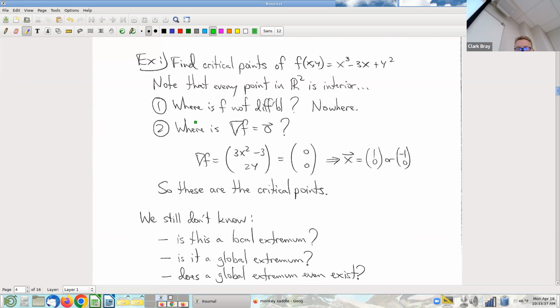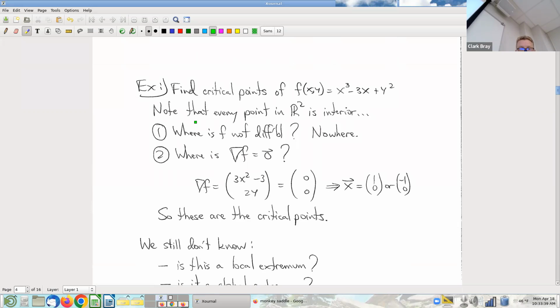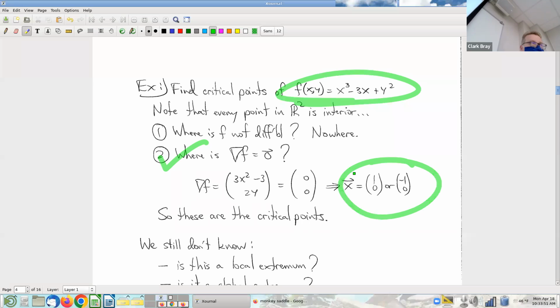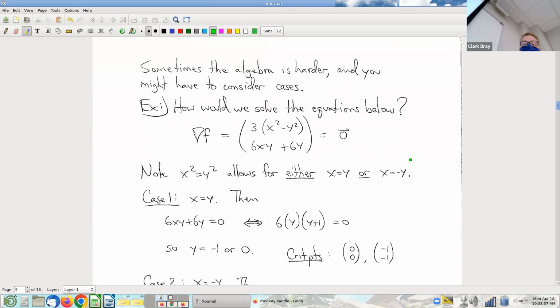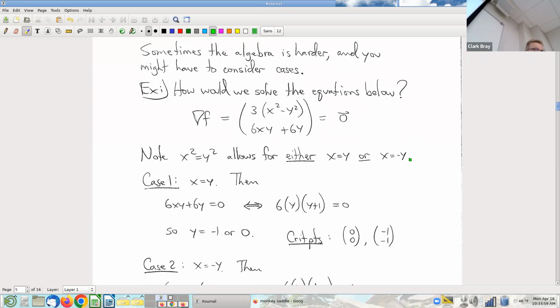So we saw an example last time, and the idea is that this function here is differentiable everywhere, so there are no critical points there. Setting the gradient equal to 0, you get 2 candidates. And then we ended with an example that is just a little trickier, and you have to be very careful about this sort of thing.